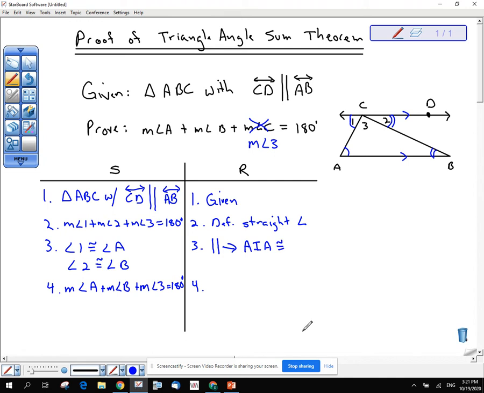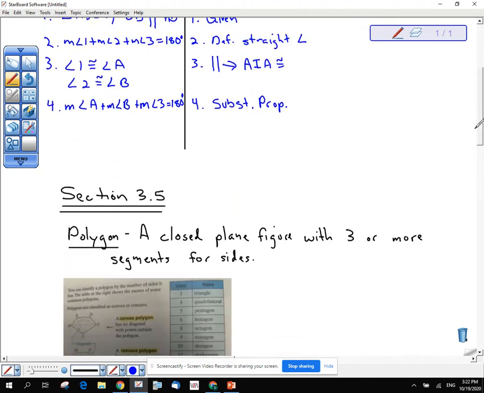And then it's a simple substitution from there. I can replace 1 with A, I can replace 2 with B, right? I'm just taking this A and putting it here, this B and putting it here because we know they're equal to 1 and 2 respectively. And we can write the measure of angle A plus the measure of angle B plus the measure of angle 3 equals 180. That is a substitution. The substitution property. Okay? All right, now let's move on to the 3.5 lesson.